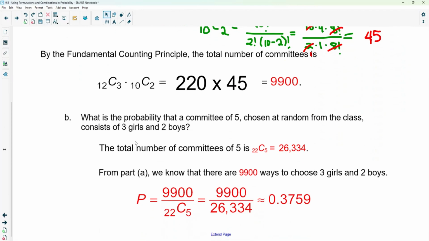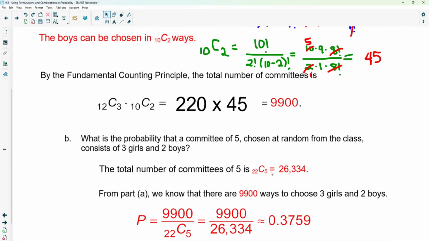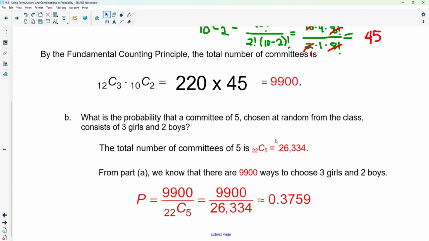Now, if they ask you what is the probability, which is what I asked you in part B, you need to find how many total combinations of 5 people out of 22 can be formed. And that's what 22 choose 5 is. You're finding the total number of combinations possible if you select 5 people out of 22. And then now that you have the parts and you have the whole, this is the part over the whole, and then you simplify it and it's around 38%. Okay.